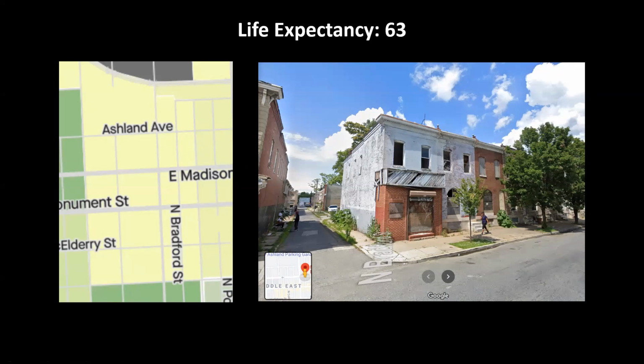So I want you to go ahead and use the chat box to tell me what are your reactions, but also, what do you think the social determinants of health are in this area? So what are your reactions? How does it make you feel? And what do you think the social determinants of health are?